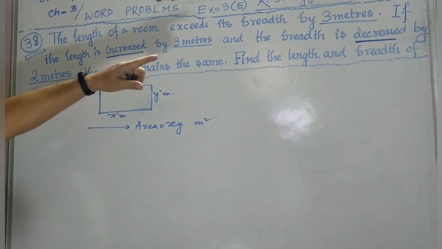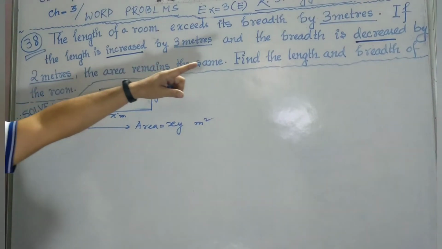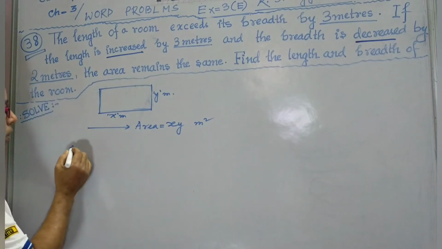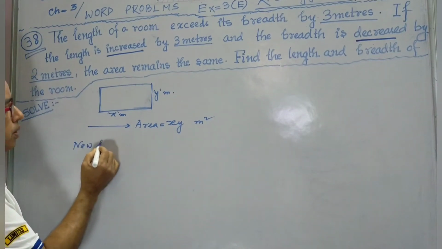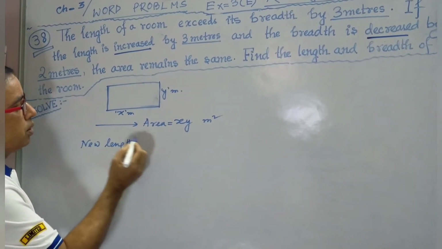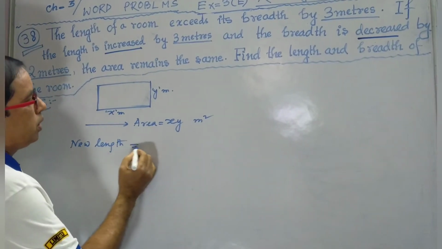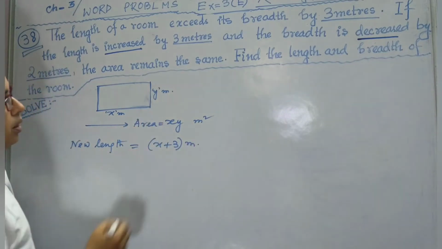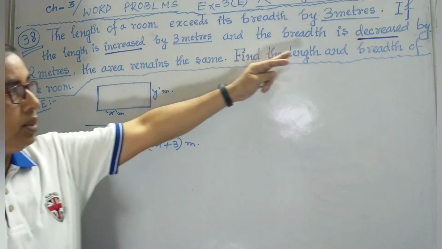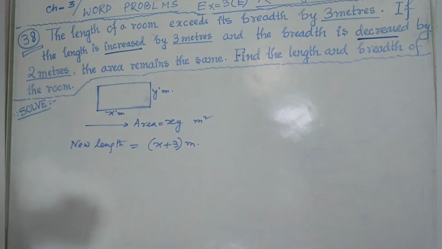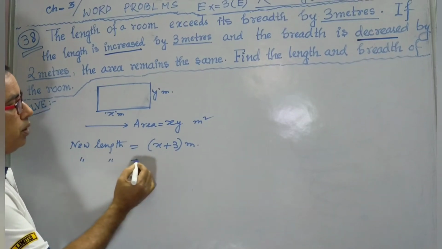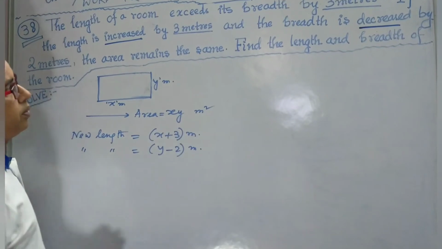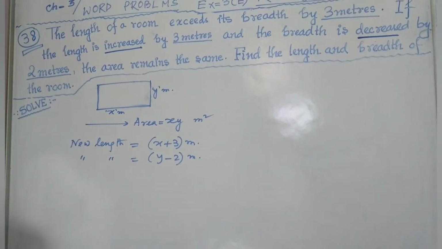Now, what is the condition given there? If the length is increased by 3 meter, what will be the new length? If it is increased by 3 meter, the new length becomes x plus 3, and the breadth is decreased by 2 meters. The new breadth will be y minus 2. The area will remain same.